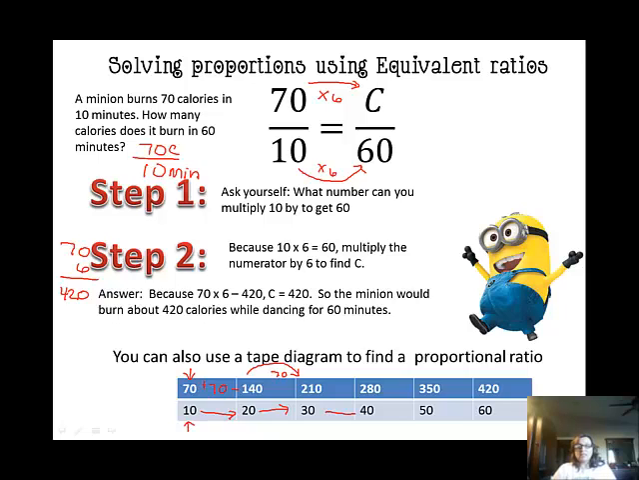Another 10 minutes and another 70 calories. We're at 280 for 40 minutes. Another 10 minutes, so we're at 50 minutes, and another 70 calories gives us 350. Our final 10 minutes to get to 60 minutes, and our last set of 70 calories gets us to 420 calories in 60 minutes.